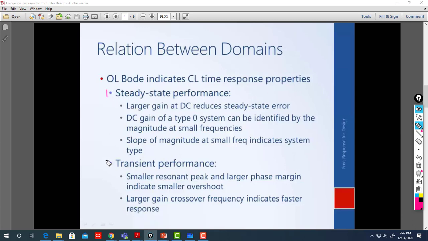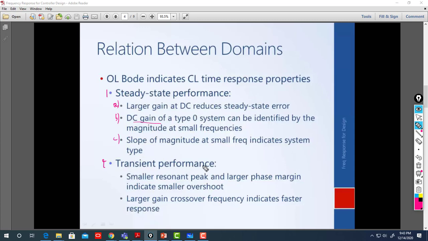One, you have steady state performance or transient performance. For steady state performance, larger DC gain reduces steady state error. We just saw it, right? Larger DC gain will reduce steady state error. DC gain of a type 0 system can be identified by the magnitude at small frequency, of course. We already saw it just now. Slope of magnitude at small frequency also indicates system type. Okay, those are the relationships at steady state.